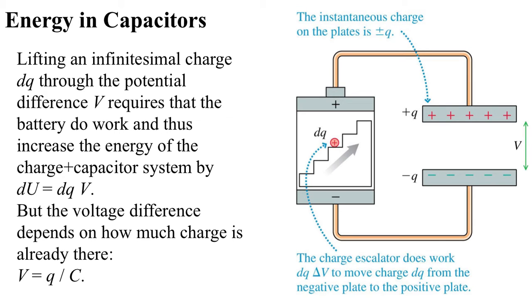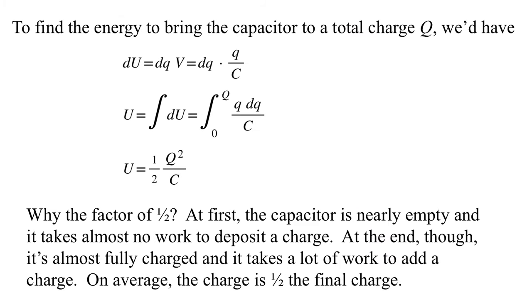On the other hand, the voltage difference across the capacitor depends on how much charge is already on the capacitor. The voltage at this moment is Q over C. Notice that we're adding a dq to an already existing charge Q. To find the energy to bring the capacitor to a total charge of large Q, we'd have to integrate. We'd have that dU is dq times V, which is dq times Q over C, because the voltage on a capacitor is its charge divided by the capacitance.